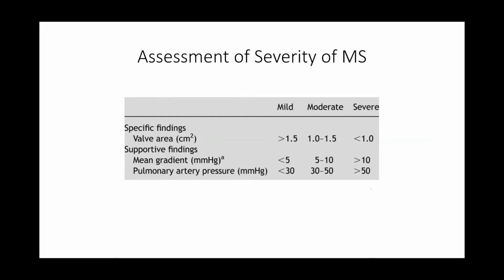As per the ACE guidelines, for the severity of mitral stenosis, a valve area less than 1 is severe. For mean gradient, less than 5 is mild, 5 to 10 is moderate, and more than 10 is severe. Of course, you need to check for pulmonary hypertension, and more than 50 comes in the severe category. Interestingly, pressure half time is not mentioned in the ACE severity guidelines, but definitely it's a level 1 recommendation. You need to take that into account as well.